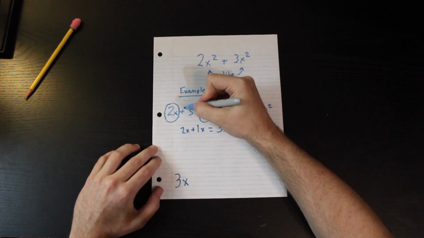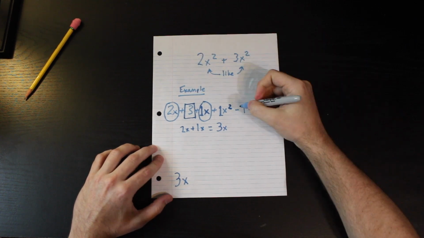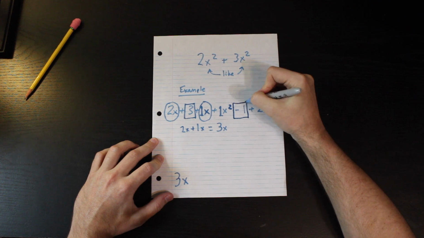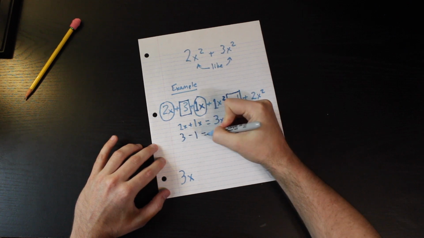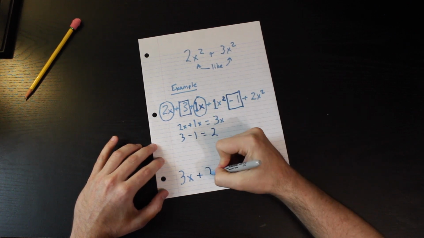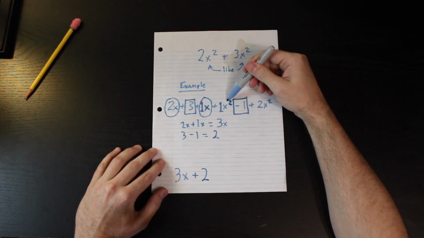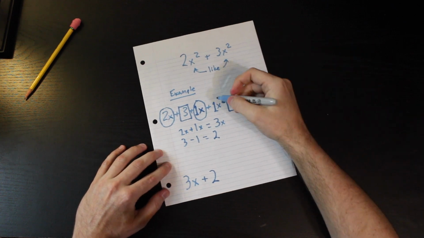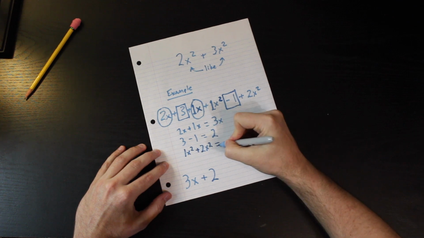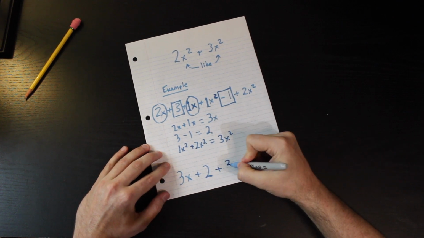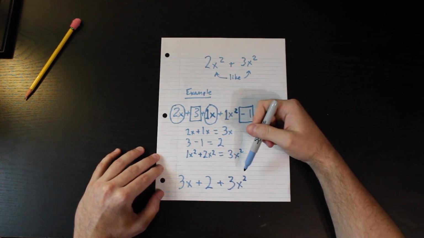Now put a square around the next term. Find any like terms and put squares around them also. Hopefully you found negative 1. 3 minus 1 is 2. So we can put that down here. Now we can see that all of the terms that are left have the variable part x squared. So let's combine those two. 1x squared plus 2x squared is 3x squared. Now bring that down. Our new equation is 3x plus 2 plus 3x squared.